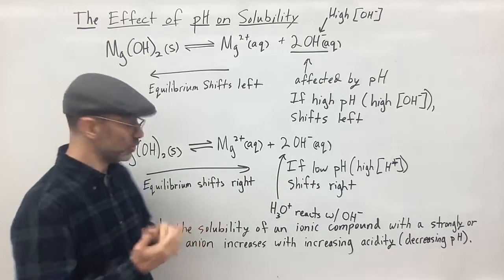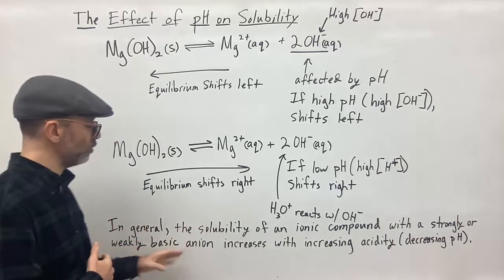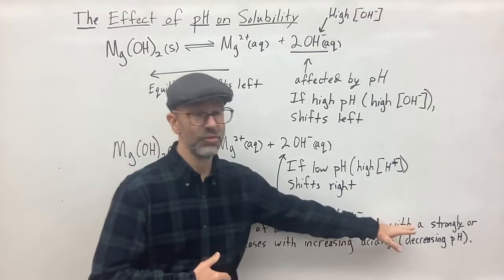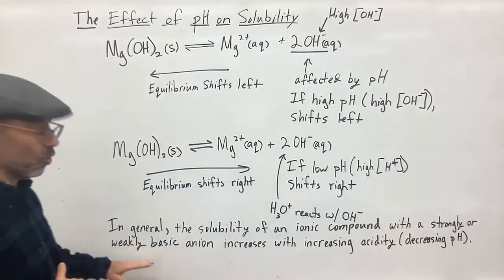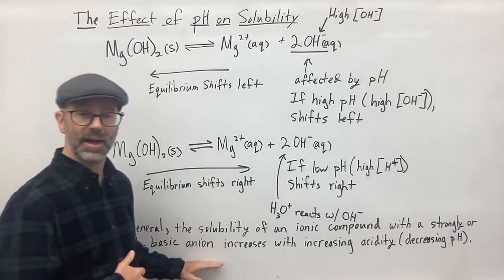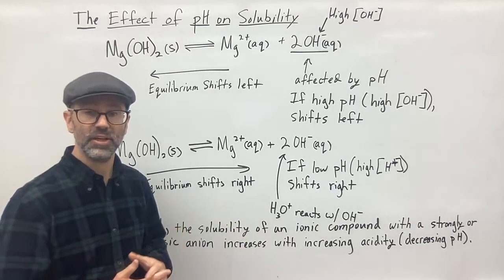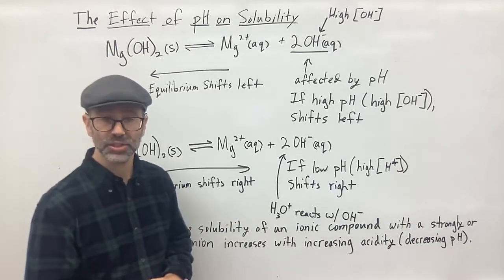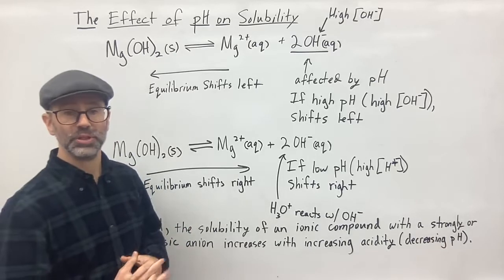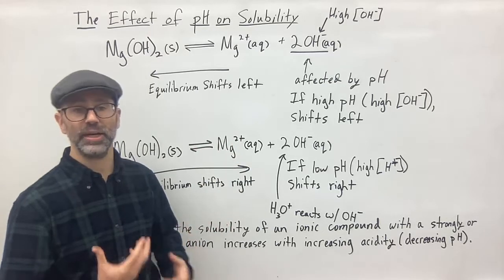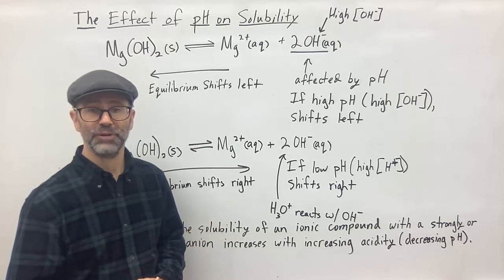So that brings us to a general principle. In general, the solubility of an ionic compound with a strongly or weakly basic anion is going to increase when you increase the acidity or decrease the pH, right? So that's the general principle. And as you can see, it's based on Le Chatelier's principle and the common ion effect.